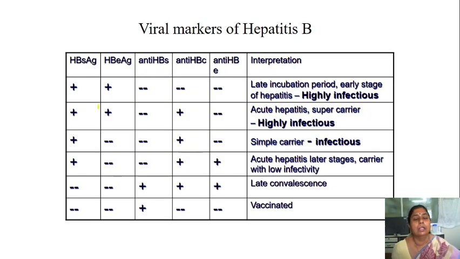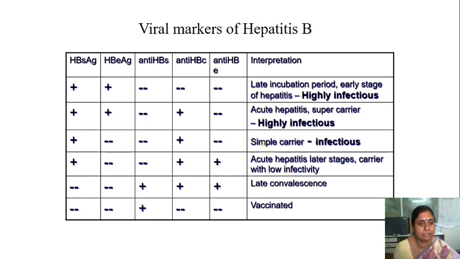So viral markers, for HBV, you are having antigens and antibodies, antigens to the surface antigen and the core antigens, okay. HBsAg and HBeAg, it is a late incubation phase and highly infectious. When you are having both the antigens with anti-HBc, anti-core antibody, that is also again highly infectious. When this HBe antigen is disappearing, but HBsAg and anti-HBs both are there, they are still infectious. They are called simple carriers.